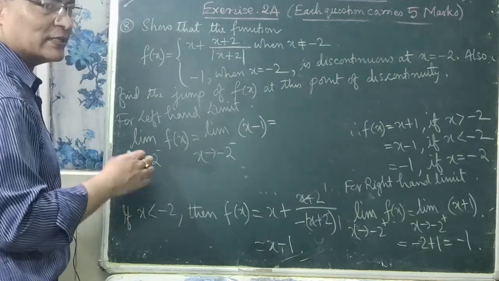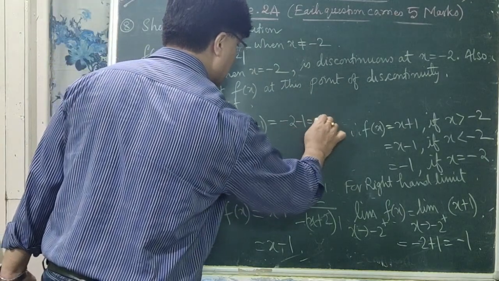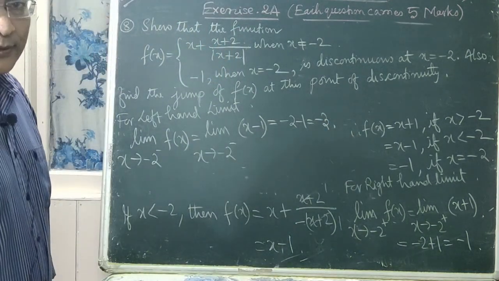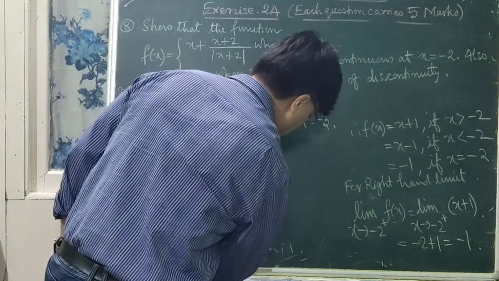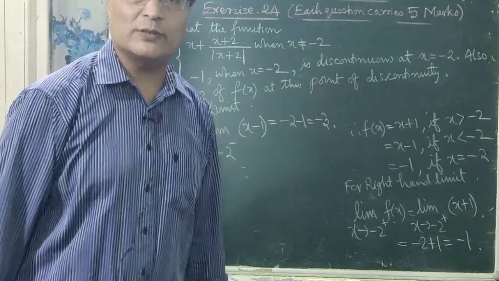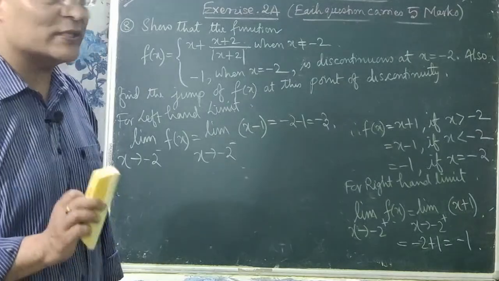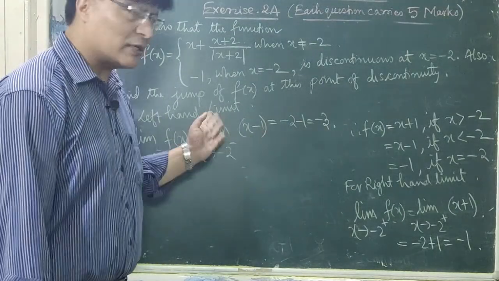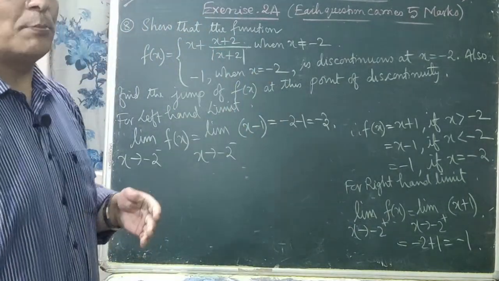Actually what is the value for x? It is only minus 2, right? So this is minus 2 minus 1, which is equal to what? This is your minus 3. So I think you have understood it. Okay. Now in this case you have to prove that the function f of x is discontinuous at x is equal to minus 2. So we have proved it. Since right hand limit not equal to left hand limit, the function f of x is discontinuous at x is equal to minus 2.